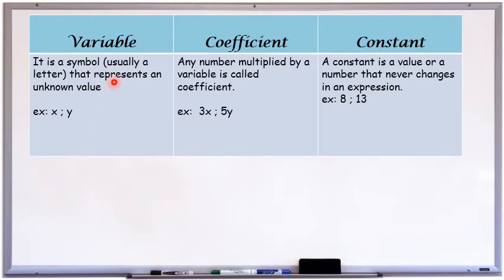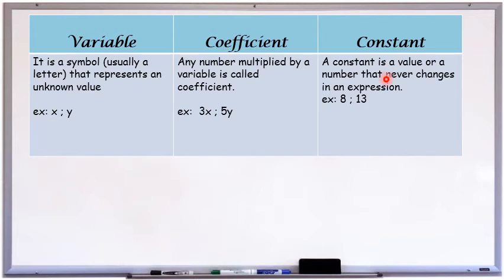Now, what's the difference between variable, coefficient, and constant? The variable is a symbol, usually a letter, that represents an unknown value. Example: X, Y, A, M. The coefficient is any number multiplied by a variable. For example, 3x, 3 is the coefficient. 5y, 5 is the coefficient. It's the number that is multiplied by the variable. Again, what's the variable? It's the unknown.